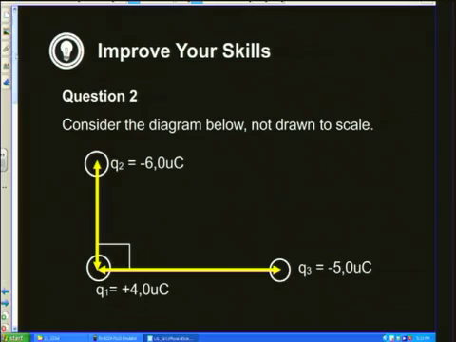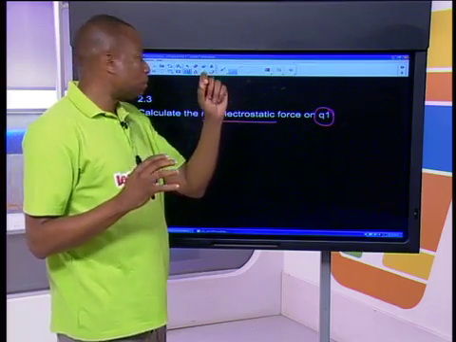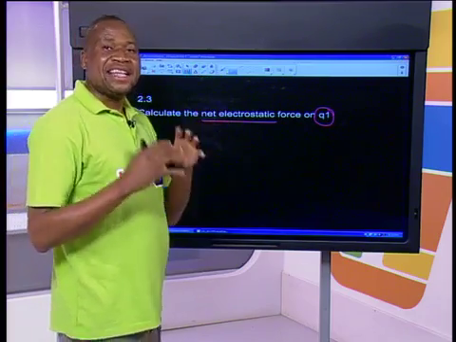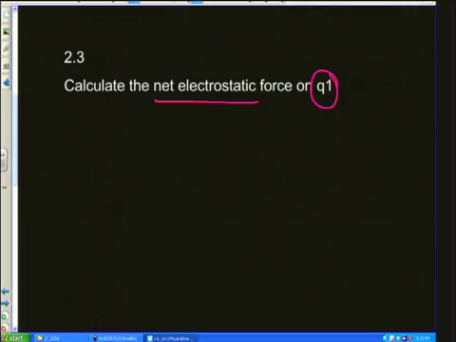Next, let's look at the next question here. It says, calculate the net electrostatic force. Now, this is a good one on Q1. How do we do that? Now that we have got a force due to Q2 on 1, let's see what the force due to Q3 on 1 is going to be. All right, let me work it out here. That will be equal to K, Q1, and Q3 this time divided by the R squared.